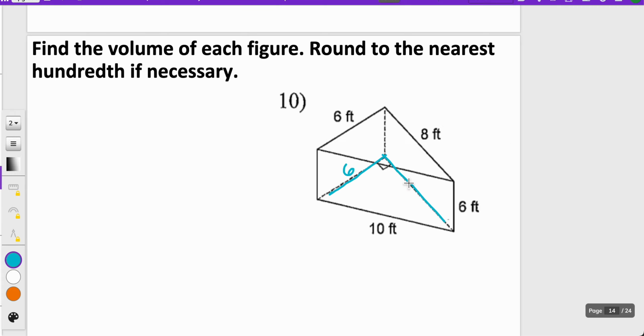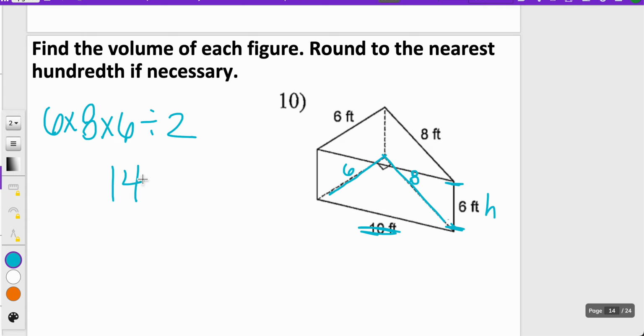Okay, and then our triangular prism, again, I'm looking for that right angle first. So that is a 6 and an 8, and then the height is connecting triangle to triangle, which is this other 6, so I don't need the 10. So 6 times 8 times 6, and then don't forget to divide by 2. And we're getting 144 cubic feet.